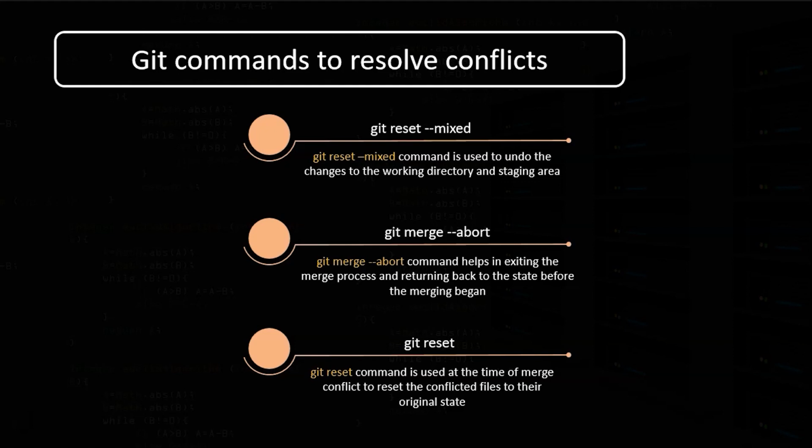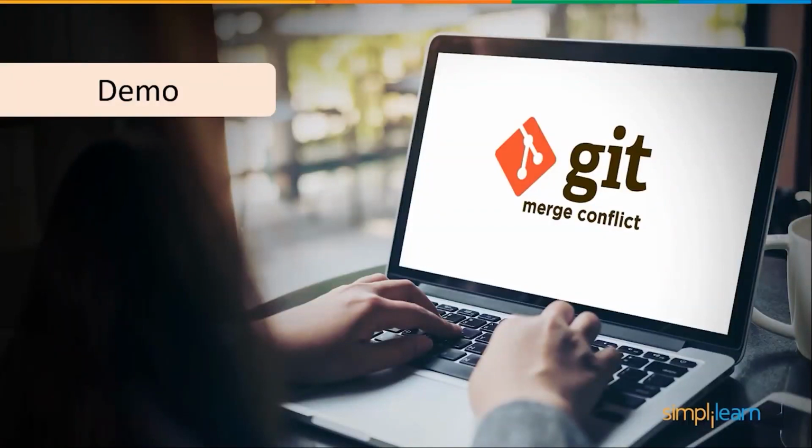So these are some of the commands we can use to resolve merge conflicts in a Git repository. That was what we were trying to understand: what exactly Git merge is, how merge conflicts get created, and how we can resolve them. Now let's go for a proper demo, so that we can understand how Git merge conflicts really work and how we can resolve them.